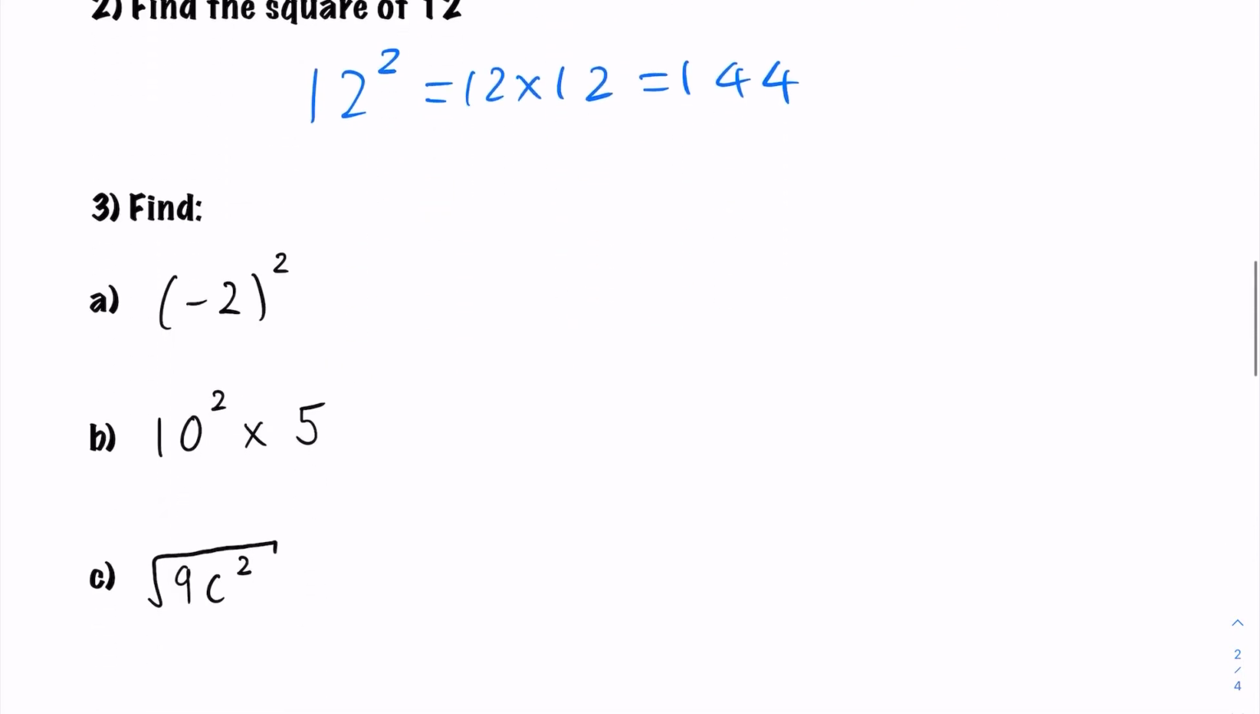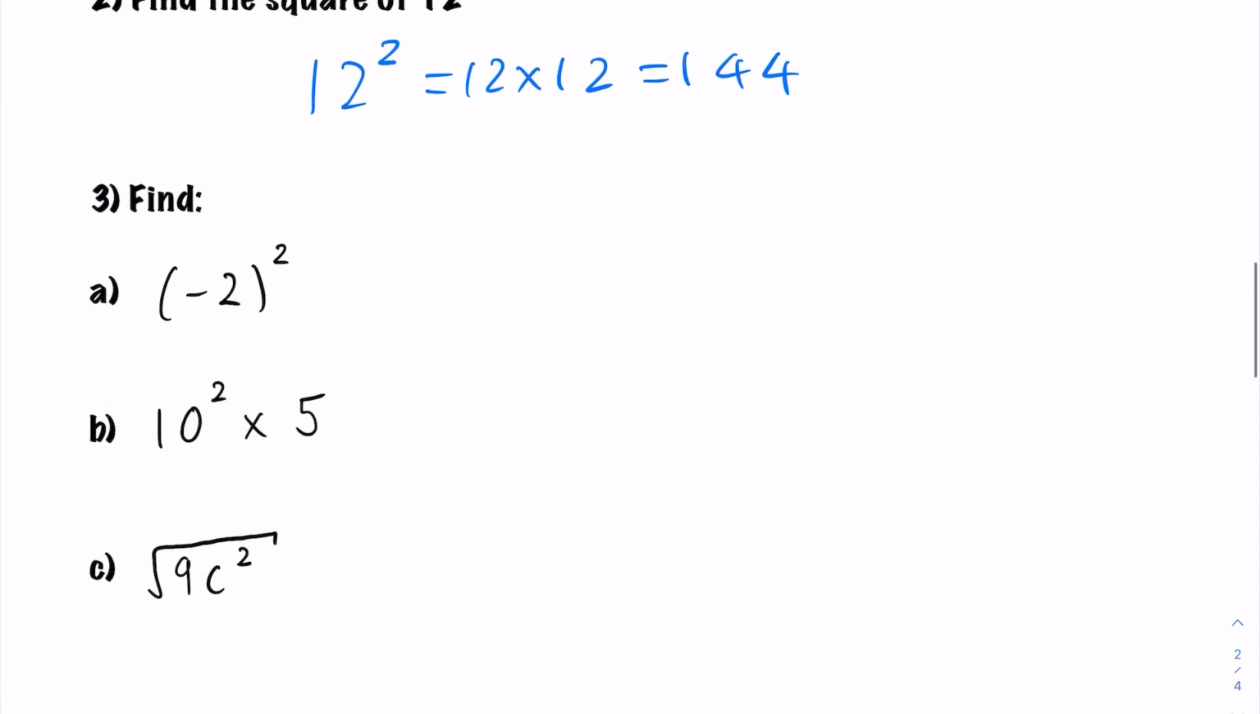Find (minus 2) squared. So the brackets here just mean that you're squaring the whole thing, the whole of minus 2. Now, minus 2 squared would be minus 2 times by itself, so minus 2 times minus 2, which would become, well, a negative times a negative number becomes a positive, and 2 times 2 is 4. So you can see when we square a negative number, it actually just becomes positive.